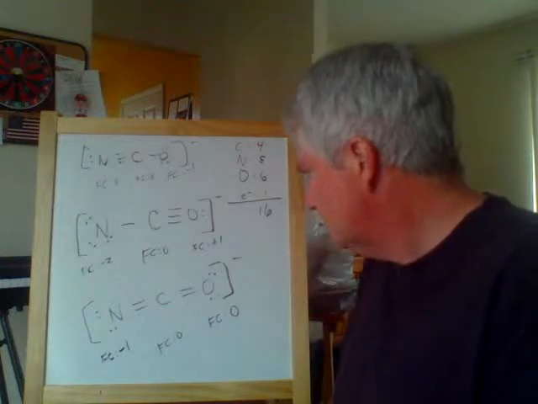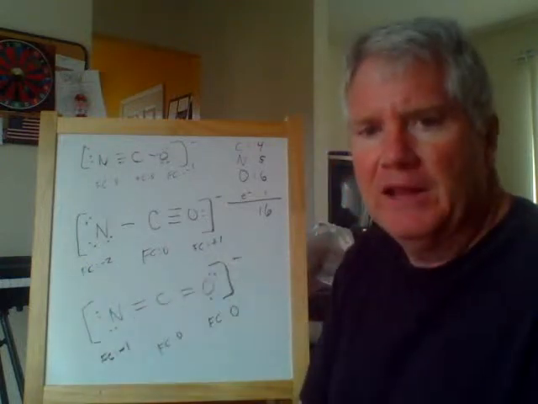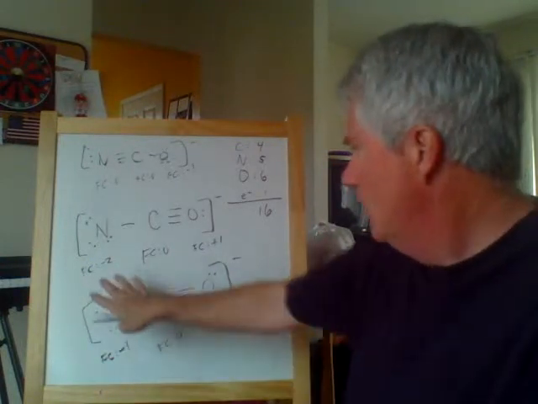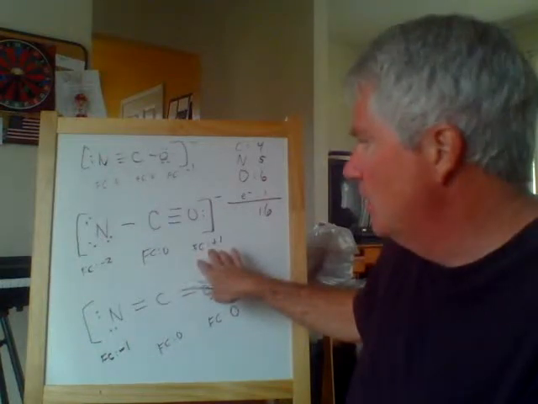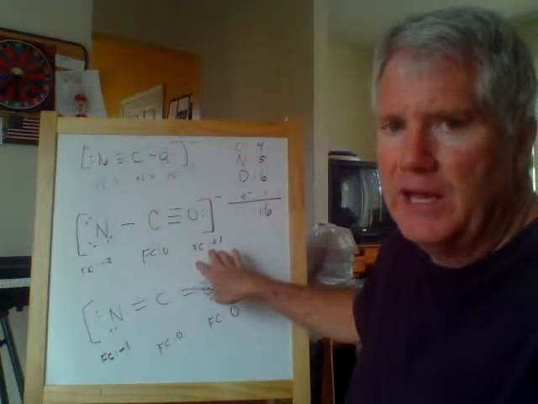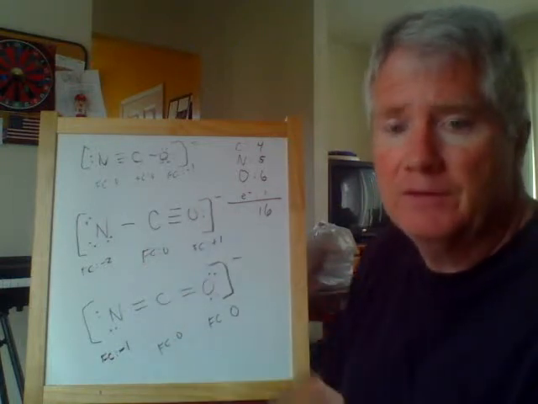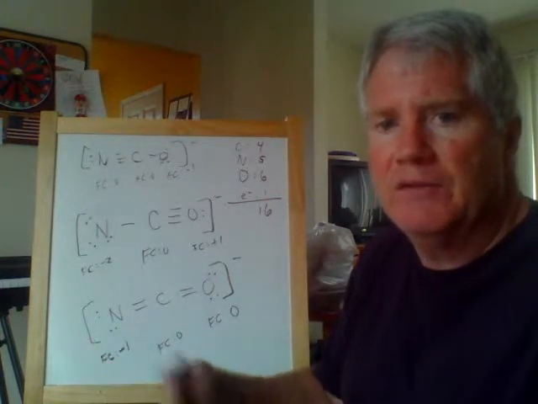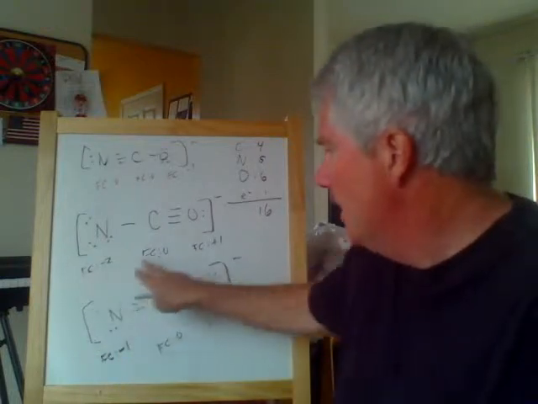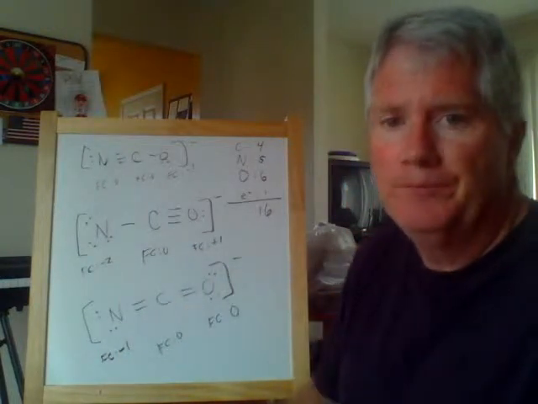Okay. And then of course the other thing that kind of fell out of this, I didn't really stress it up front, is that when you add up the formal charges on each of the atoms, it must add up to the charge of the ion if it is indeed an ion. And if it's not an ion, if it's a neutral molecule, then when you add up the formal charges, it must add up to zero.